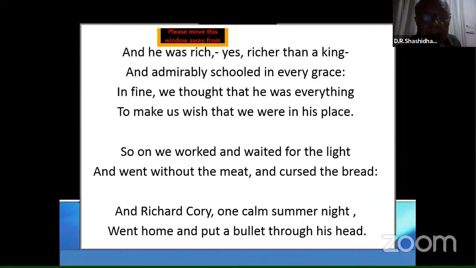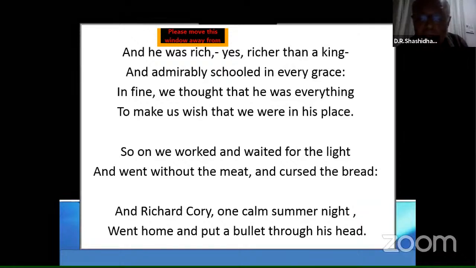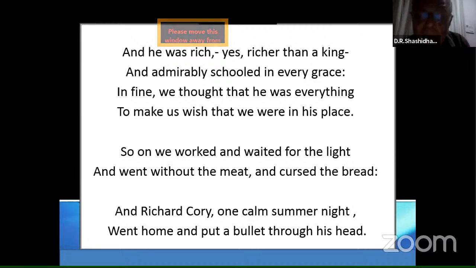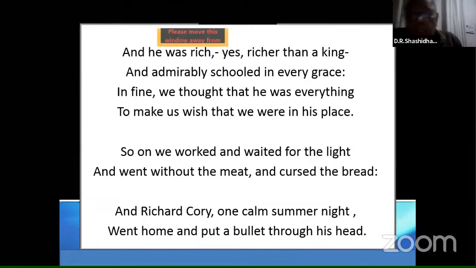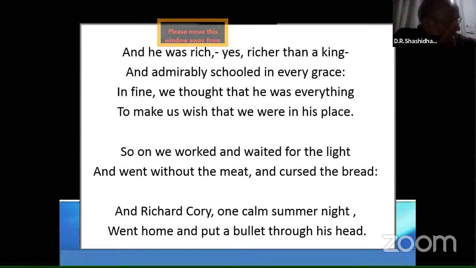And Richard Corey, one calm summer night, went home and put a bullet through his head. Okay, fine. Apparently, it looks like a compound sentence, no doubt. But I want to tell you, it is not as simple as that we analyzed it. The whole poem is very complex, okay? It is already 7:20.